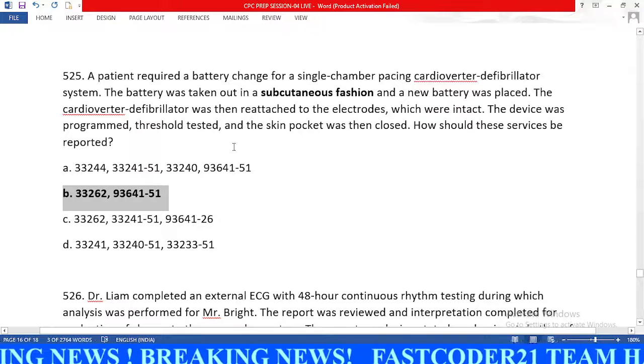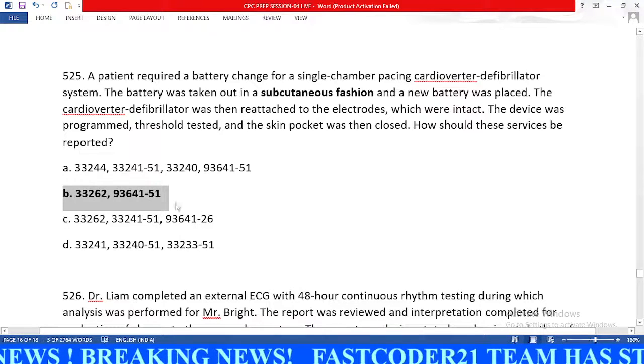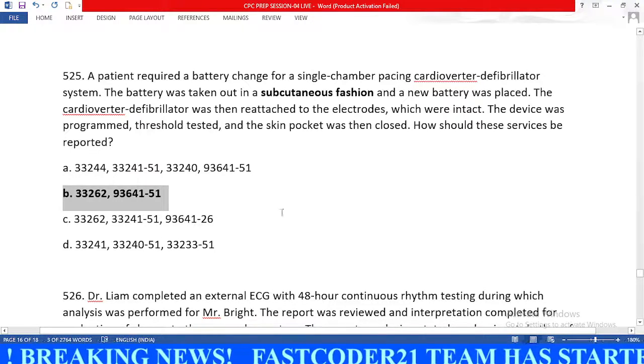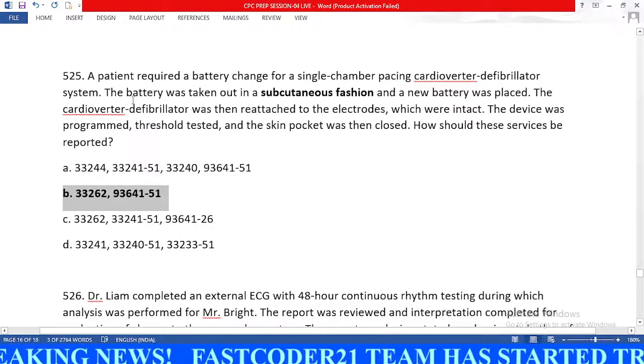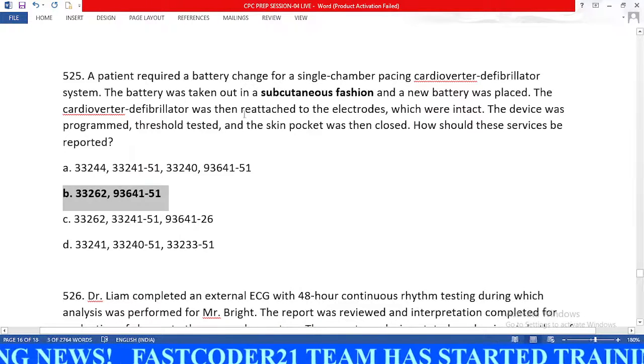93641 is for threshold testing. 33260 is for change of battery.